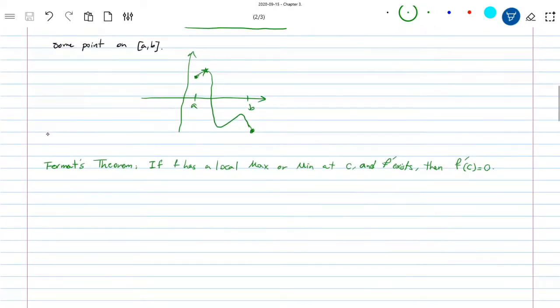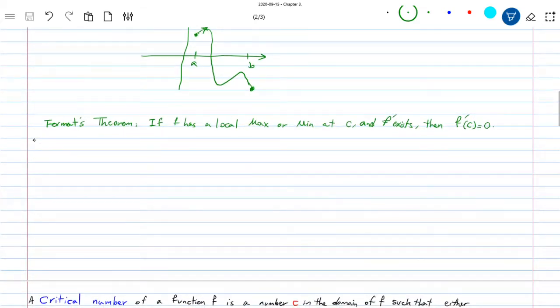But before I do that, maybe I should mention the Fermat theorem as well. Fermat theorem. This is something that's easy to understand as well. It says if there is a local maximum or minimum at a specific point c, and if the derivative exists at that point, then the derivative must be 0.